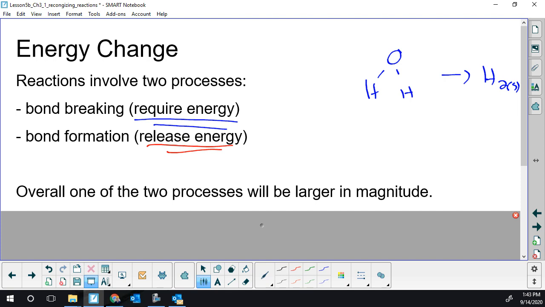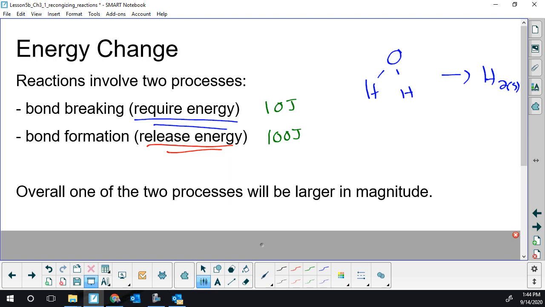So I'm going to make up some numbers to help this discussion. Maybe I have a reaction and I need 10 joules to get all the pieces broken up. And after they come back together as new compounds, maybe I get 100 joules released. So I need 10, I get 100 back. At the end, there would be 90 extra joules put out. 90 are just going to come out as thermal energy or heat that we can feel. Okay? And that's this. I'm almost done.